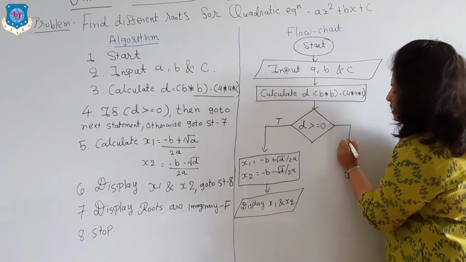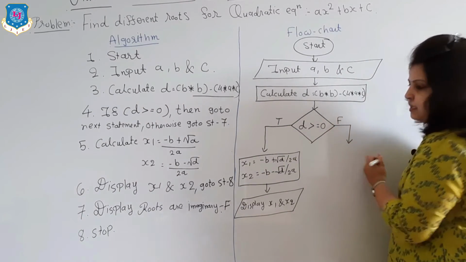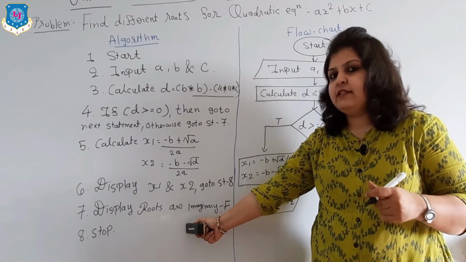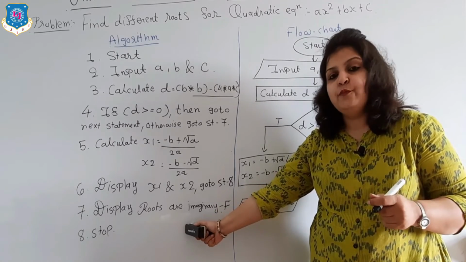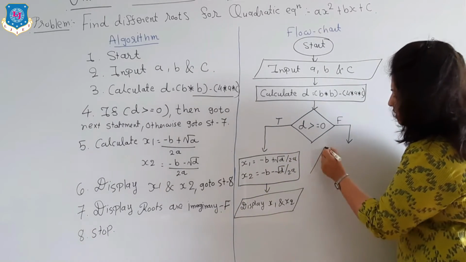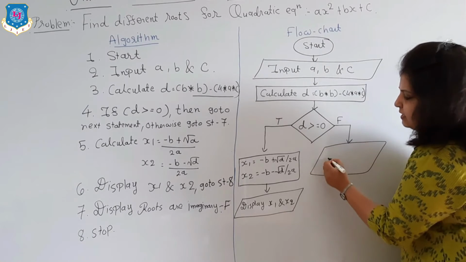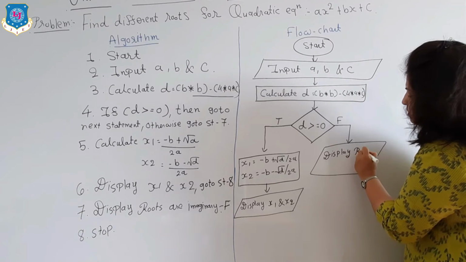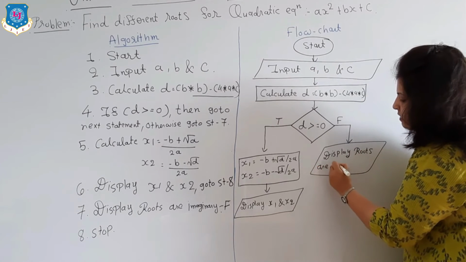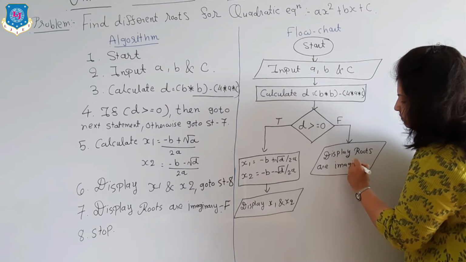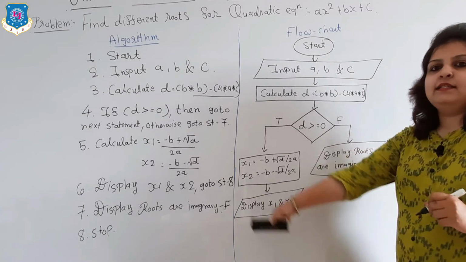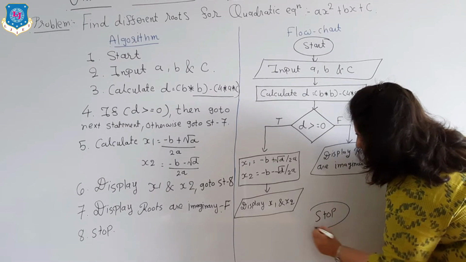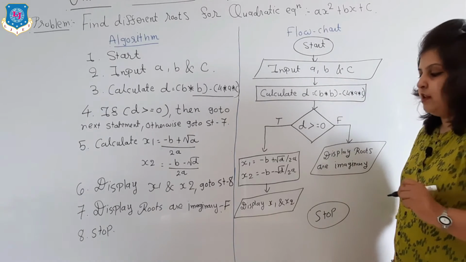So here if our condition is false, then we have to just print this statement, and printing means it is called our output, and in the output symbol we have to write display roots are imaginary, and last is stop. So here I am writing stop, and for stop we have to use an oval.